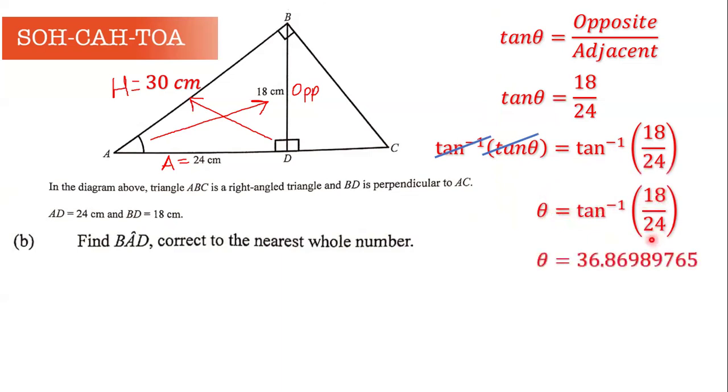And when we apply the tan inverse, we get 36.86989765. And so that is our answer, but we have to write our answer correct to the nearest whole number. And so we look at this 8. Since 8 is 5 or greater, we add 1 to the 6, and so that means that we have 37.